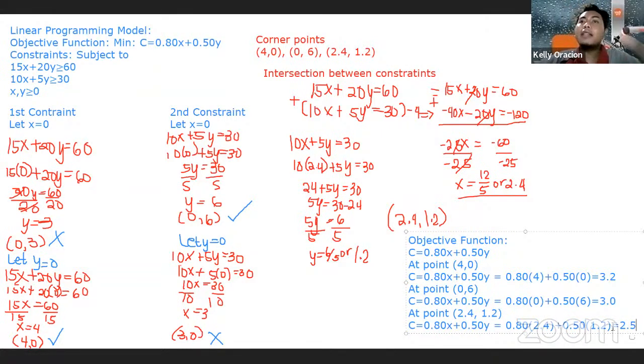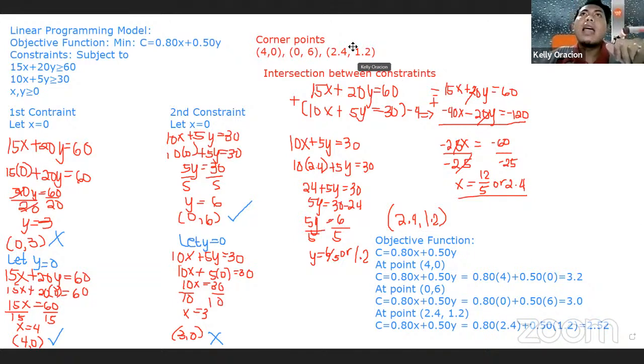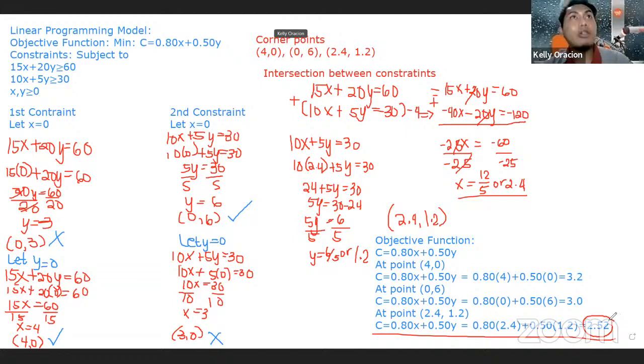So, since this is minimizing the cost, alin dito yung pinakamaliit? Sa tatlong corner points dito, sino yung magkaka-arrive ng maliit na sagot? Ito yung sagot natin because ito yung pinakamaliit, 2.52. For minimization, pipiliin niyo yung maliit na value for cost. For maximization, pipiliin niyo yung pinakamalaki. So, dito, since minimizing, we are going to choose yung 2.52 kasi maliit siya. Okay? And this is now my solution.